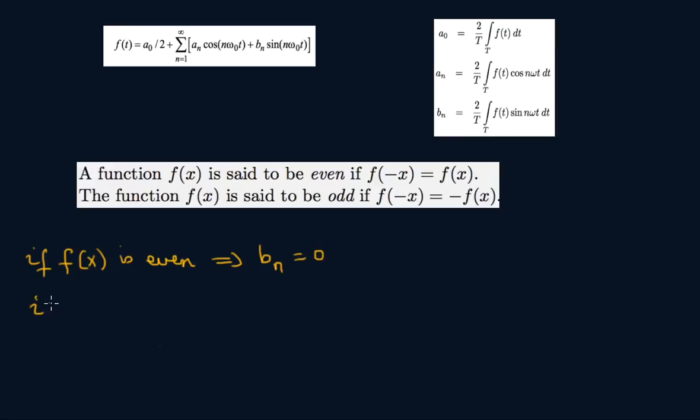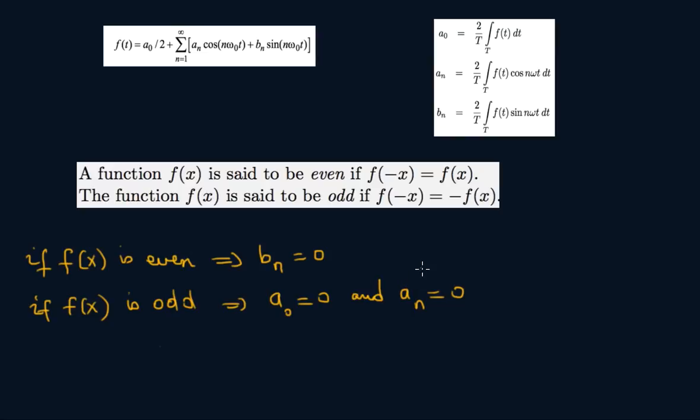If f of x is odd, then you get two things. If f of x is odd, a sub 0 is 0, and a sub n is equal to 0 also.